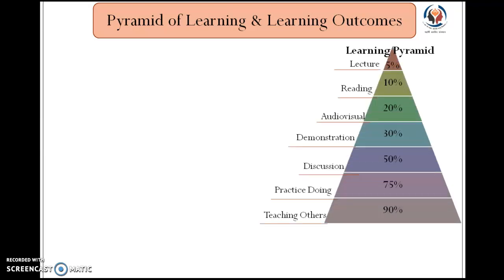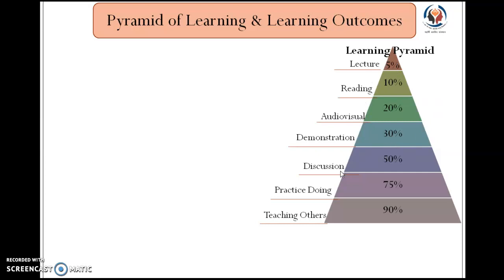pyramid that was given by Edgar Dale. The learning pyramid tells us that when we give a lecture, the retention is just 5%, while in the case of reading, the retention is 10% of the delivered or studied material. The retention in the case of audio-visual is just 20%, while in the case of demonstration it is 30%. All these methods are passive learning methods.